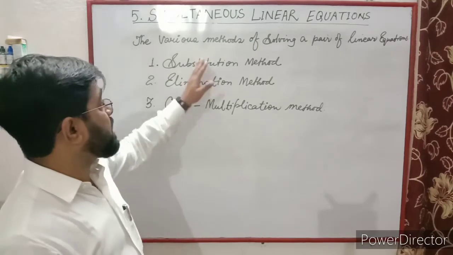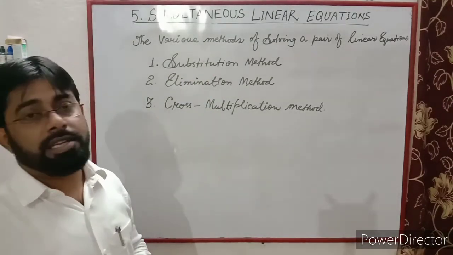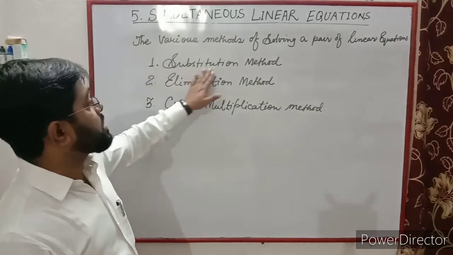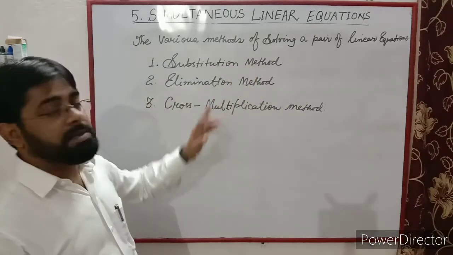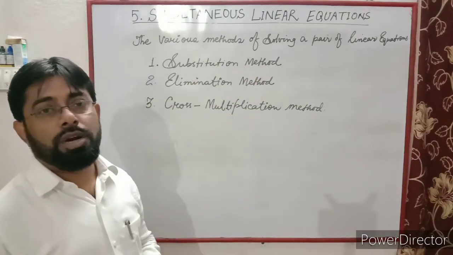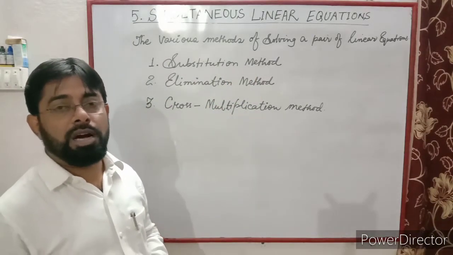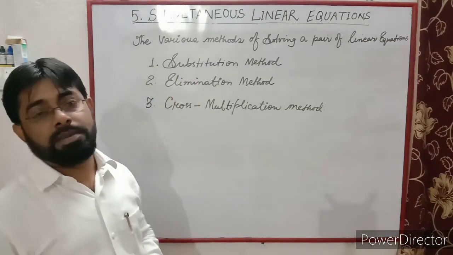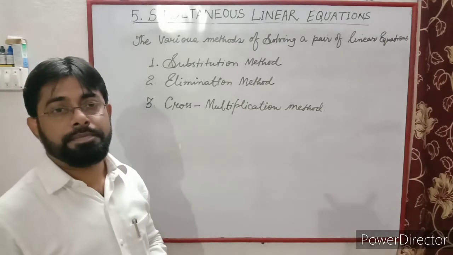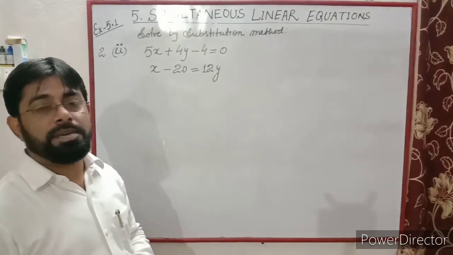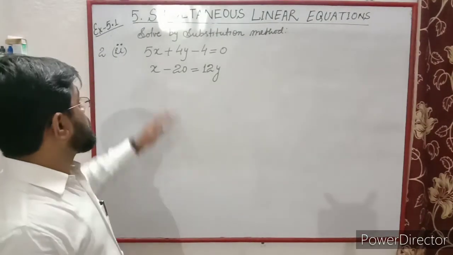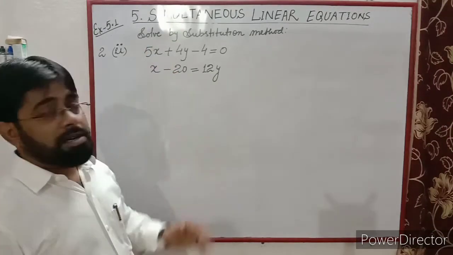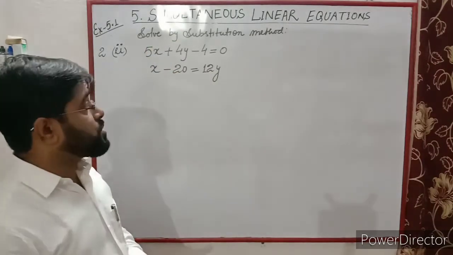Now the various methods of solving a pair of linear equations. So first method is substitution method, second elimination method, and third cross multiplication method. Now we will discuss in this video class substitution method and elimination method. Let's see some questions from exercise 5.1. Solving a pair of linear equations by substitution method.